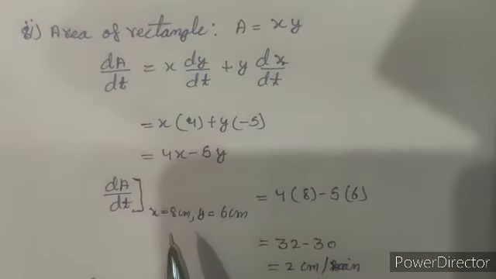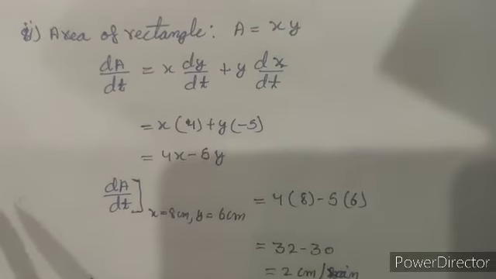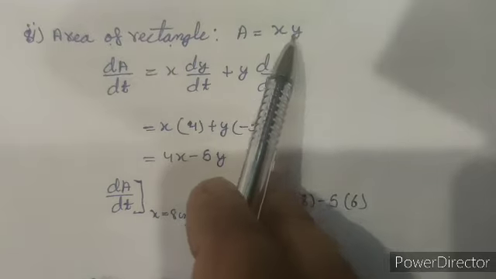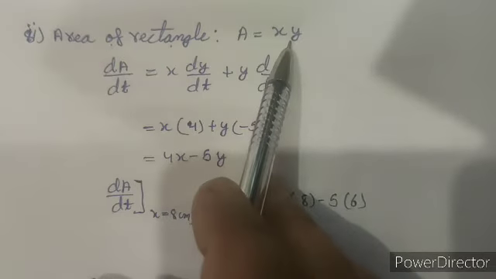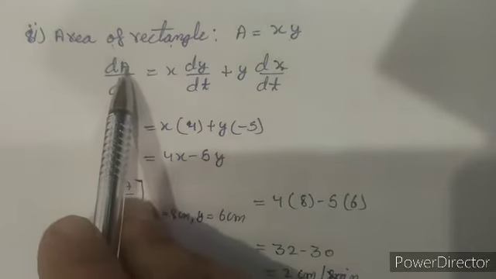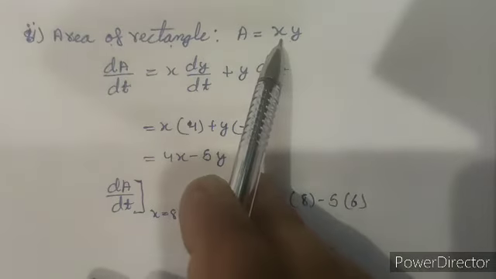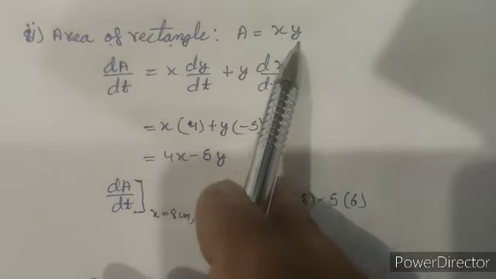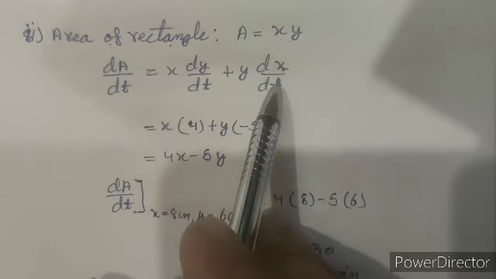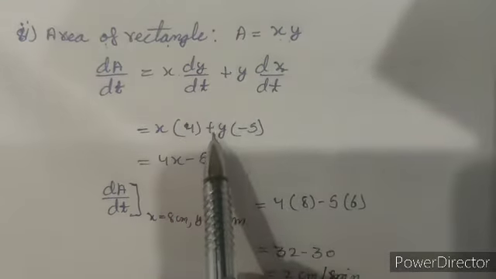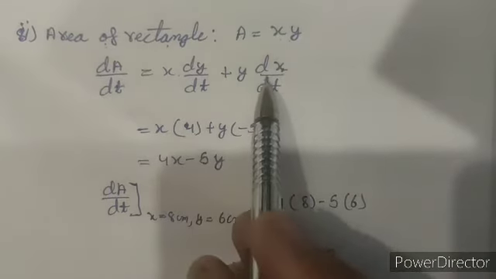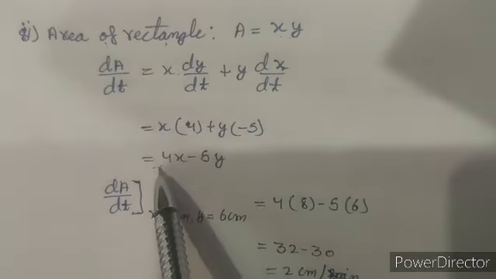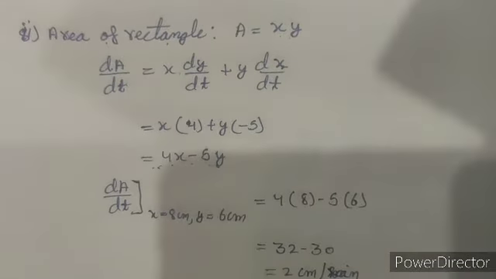Now in the second part, we have to find out the rate of change in the area of the rectangle. The area of the rectangle A is given by length into breadth, so A will be equal to xy. On differentiating with respect to t, on the right hand side we will apply the product rule. That will be x dy by dt plus y dx by dt. Now dy by dt was given to us as equal to 4 and dx by dt was equal to minus 5. So dA by dt will be equal to 4x minus 5y.